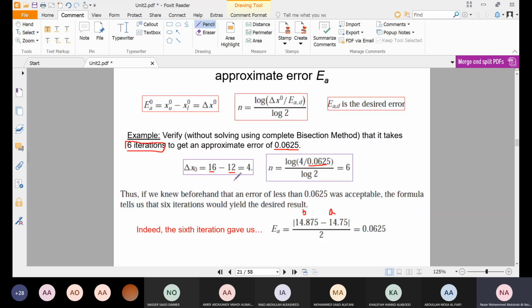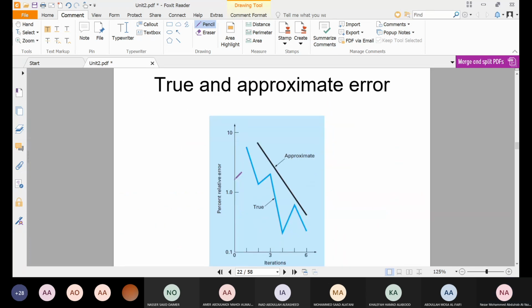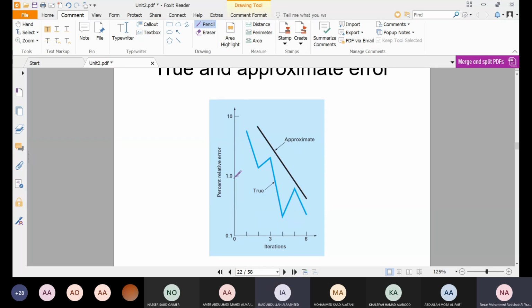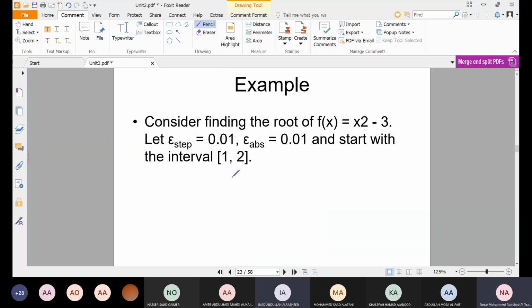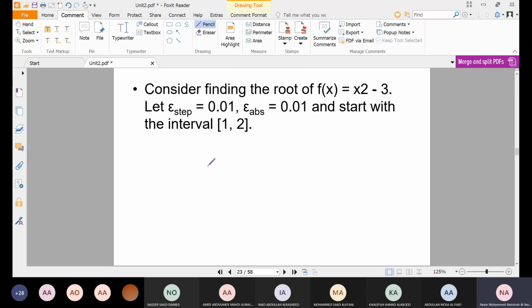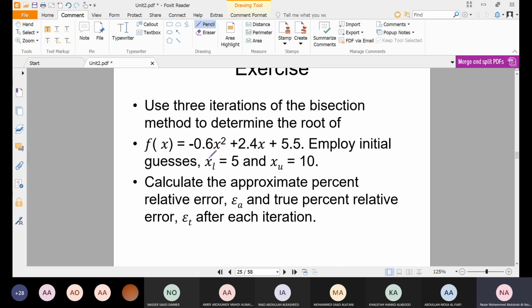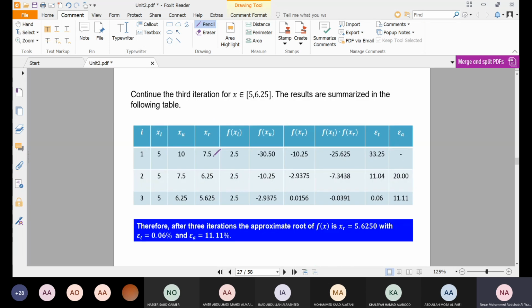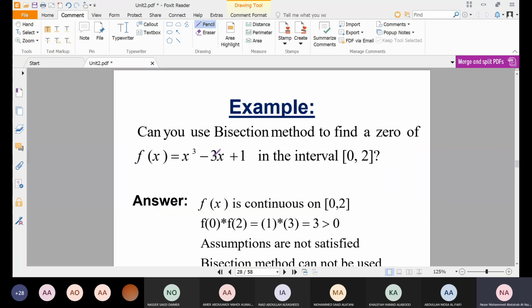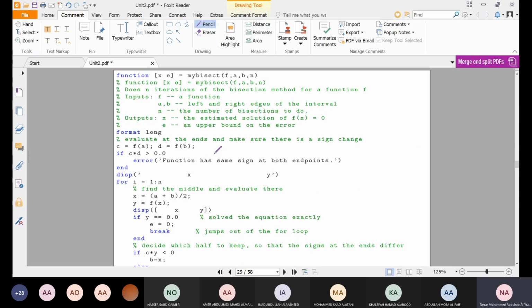Here is clear, guys, the bisection method. Bisection is easy. Okay, so here we have another example for bisection and exercises, inshallah. I will look for this later, inshallah, if I have time. Okay, I will post this one.